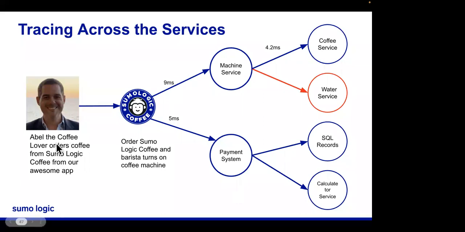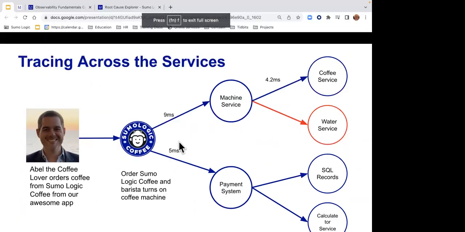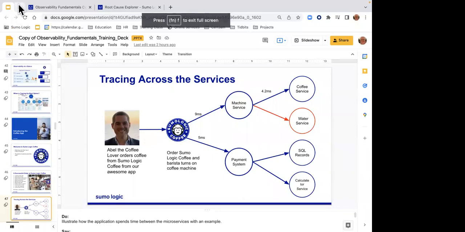So we have Abel. Abel's a coffee lover, right? He drinks coffee. And so we can see in our Sumo Logic tracing exactly how this process works. We can see it from the machine service of dispensing the water and dispensing the coffee, to the payment system and how that all works. We can see how long it took. We have that capability. Where is that capability? Let me stop the slides and let me show you.